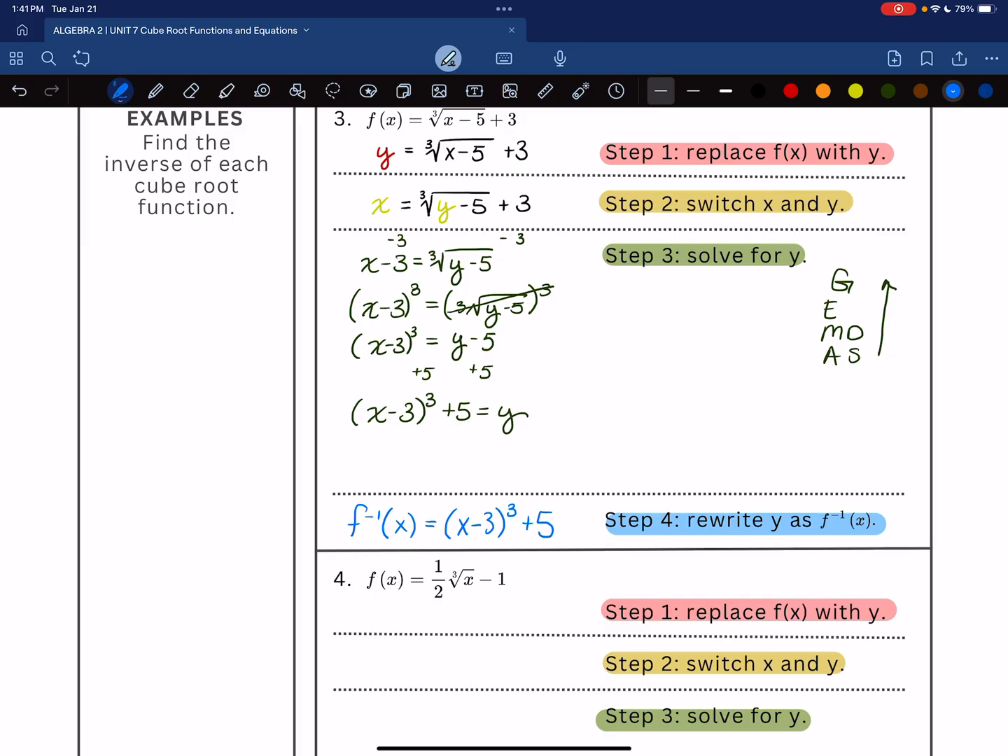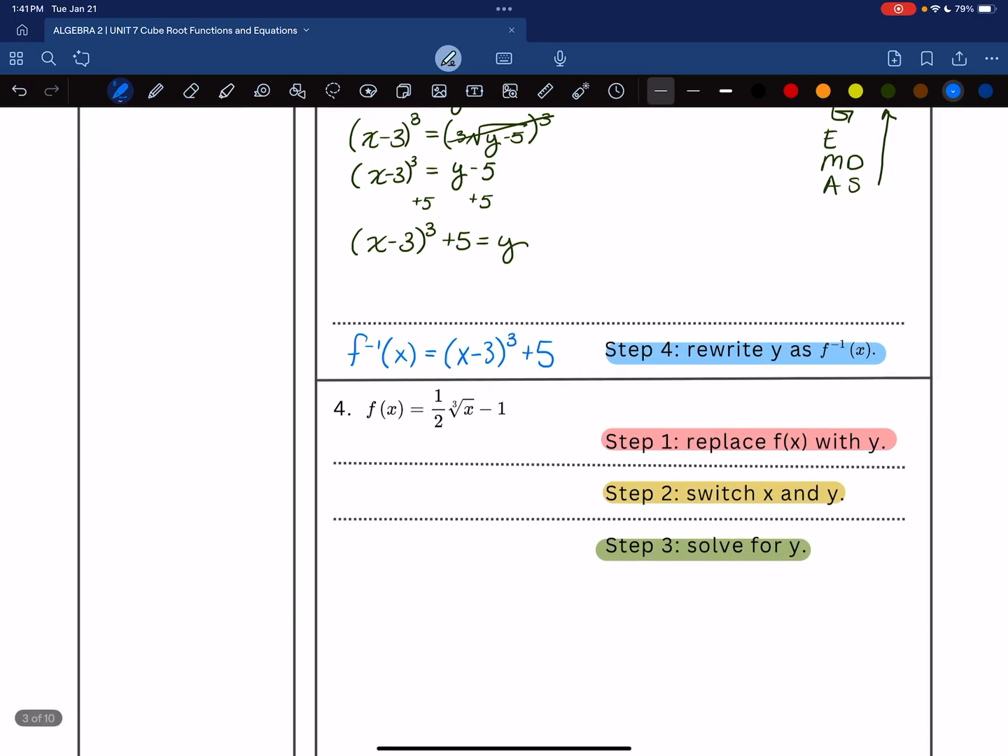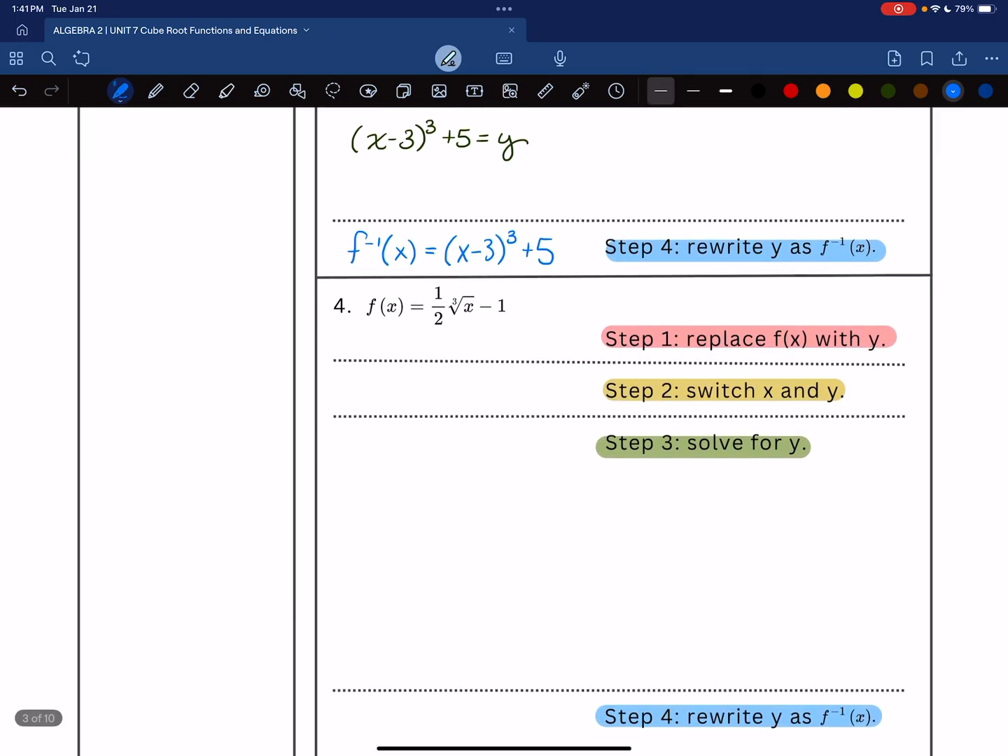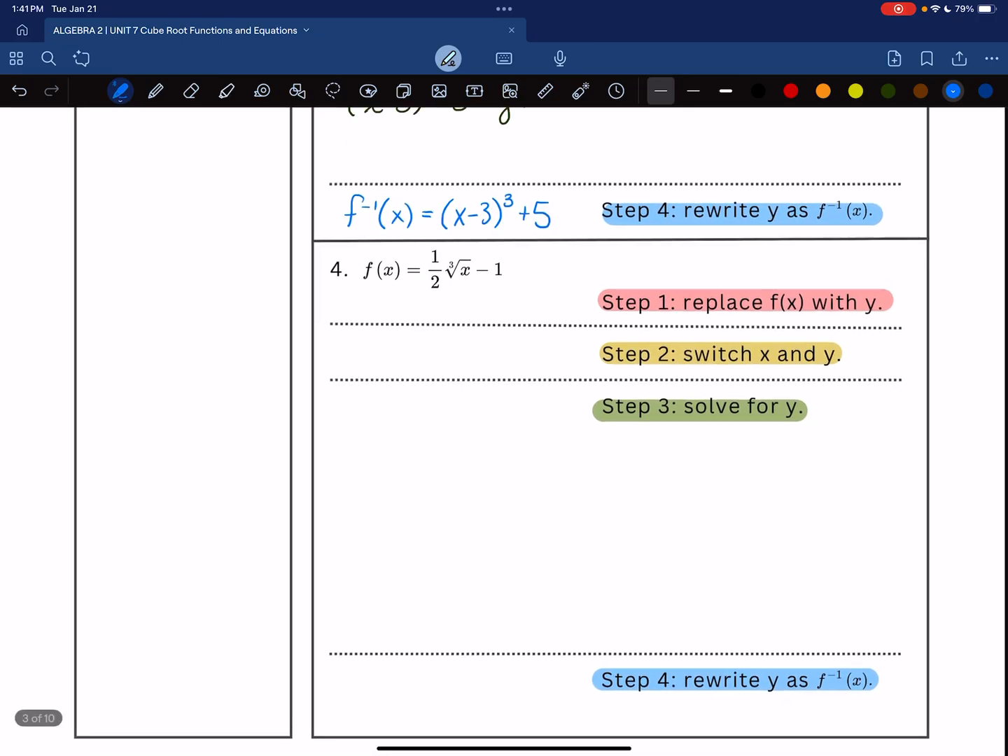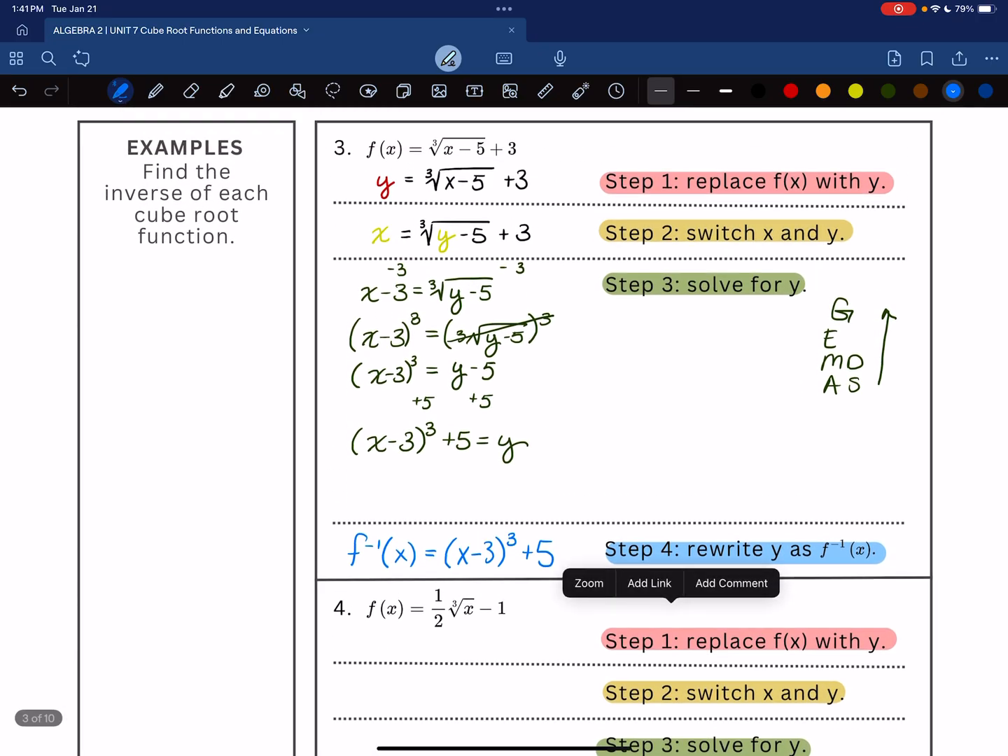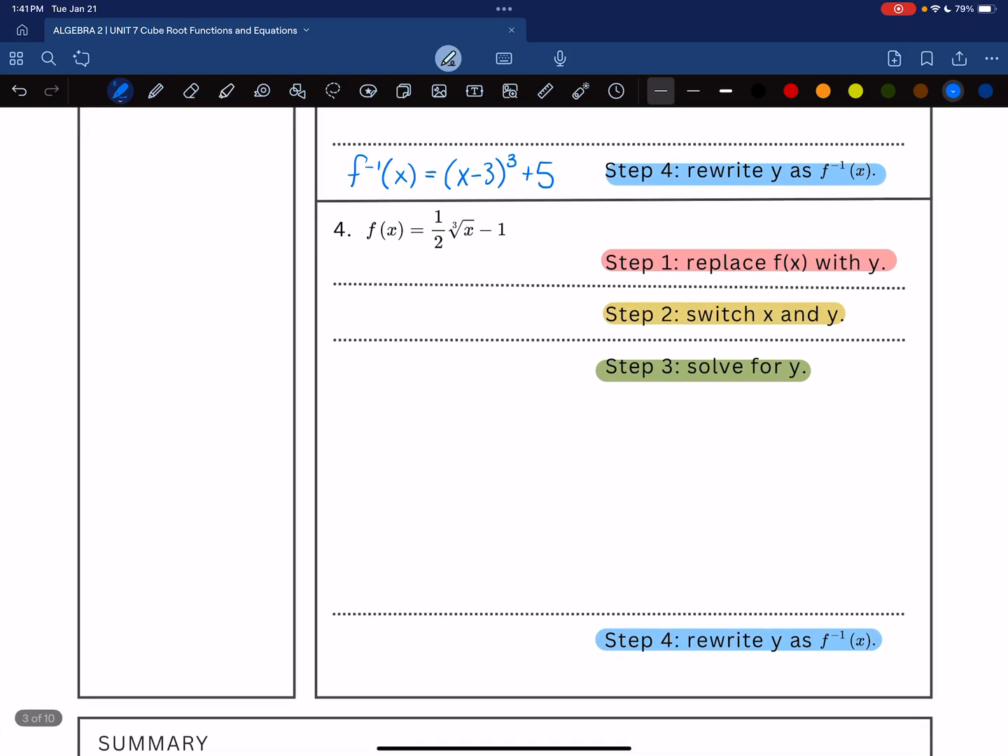All right, you guys, just about done. Let's do one more example. Following our steps once again, in order to find the inverse of this cube root function. Here we go. Let's do it. Start by replacing f of x with y. Then switch your x and y.